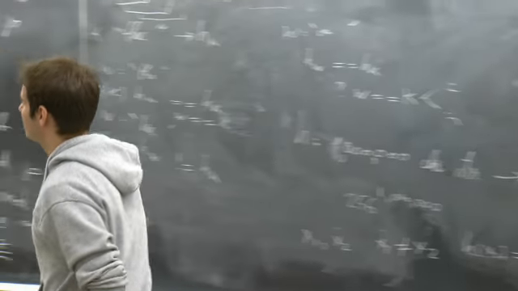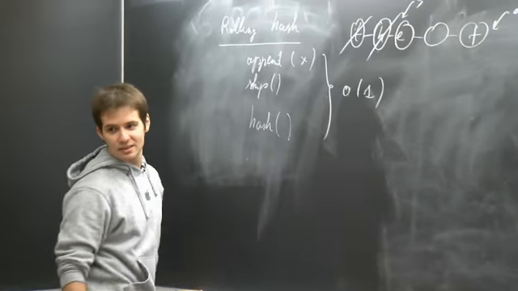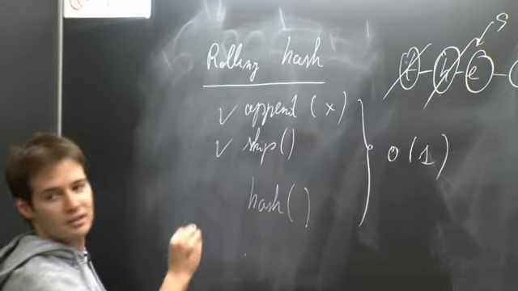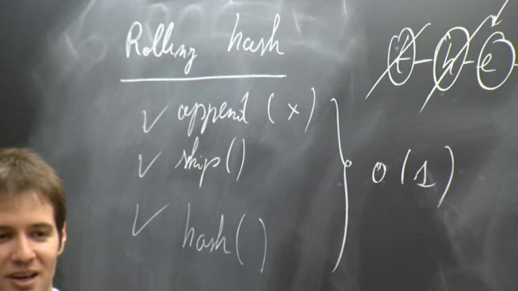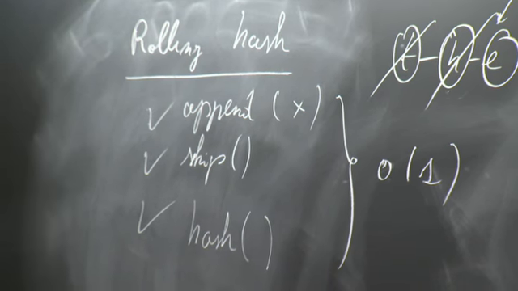So append is constant time, yes? Skip is constant time, hash is constant time. We're done. This works. Any questions on rolling hashes before you have to implement one of your own?